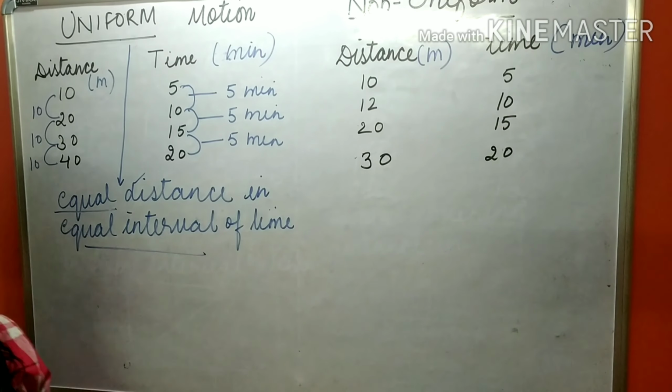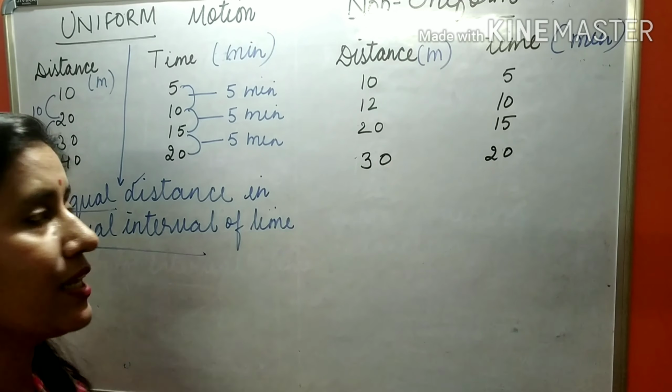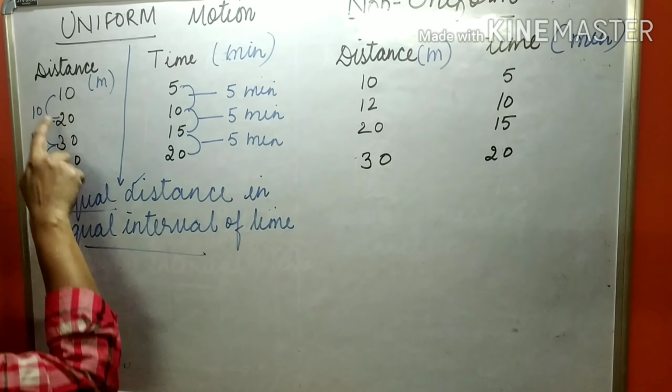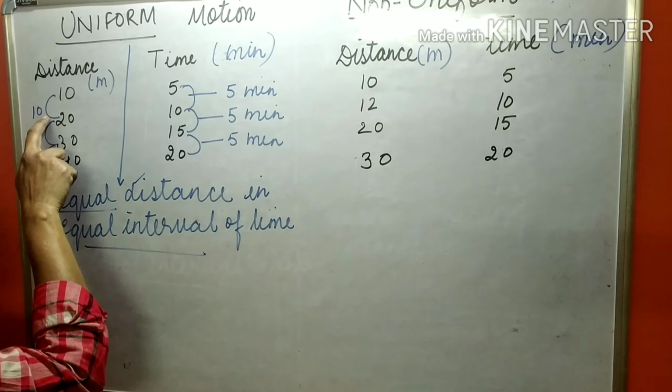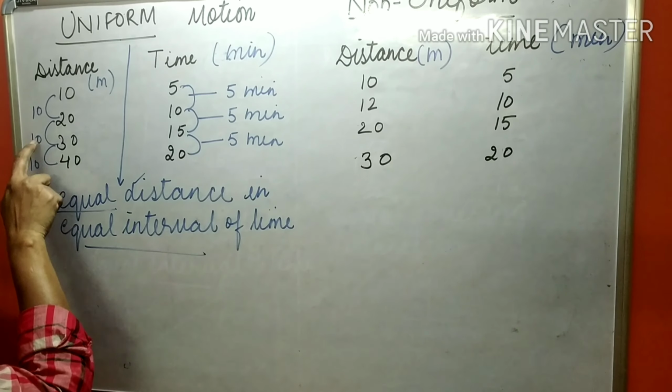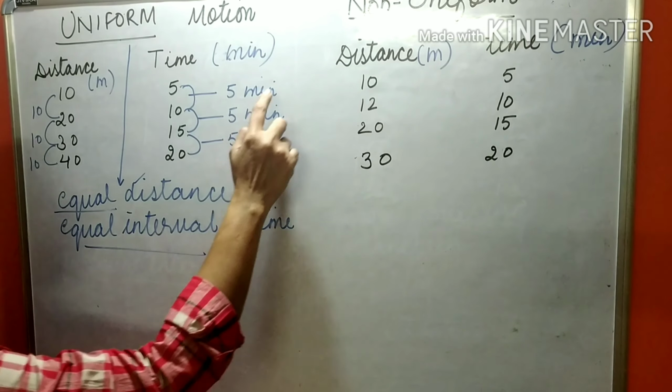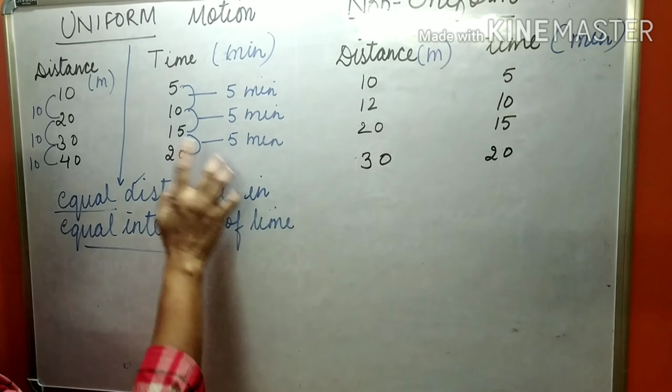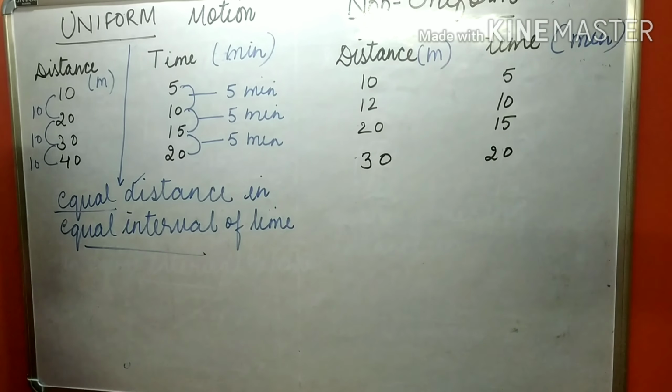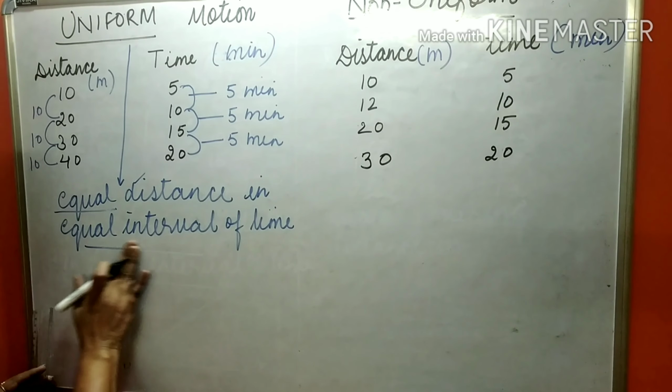Uniform motion is that motion in which object is covering equal distance. दोनों सब में क्या है? In all the distance is equal, 10, 10, 10. Fine. In equal interval of time. So this is called uniform motion. Now let's plot a graph for uniform motion.